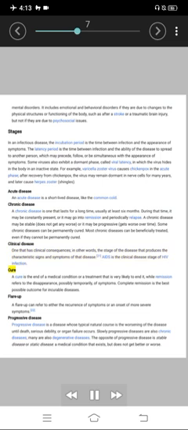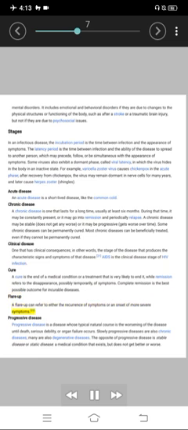Cure. A cure is the end of a medical condition or a treatment that is very likely to end it, while remission refers to the disappearance, possibly temporarily, of symptoms. Complete remission is the best possible outcome for incurable diseases. Flare-up. A flare-up can refer to either the recurrence of symptoms or an onset of more severe symptoms.